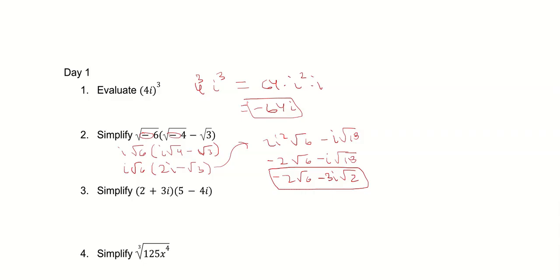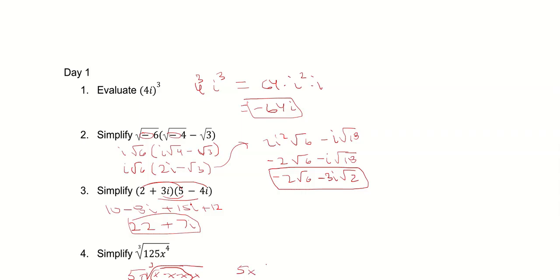For 3, we can simplify this by foiling it out. So you have 2 times 5, 2 times -4i, 3i times 5, and then 3i times -4i, which is -12i squared, and i squared is -1, so that's positive 12. We have 22 plus 7i is the answer. For 4, we could take the cube root of 125 as just 5, and then x to the 4th is just x multiplied 4 times. But for every 3, it will come out as just x, and so we just have one remaining x inside the cube root.